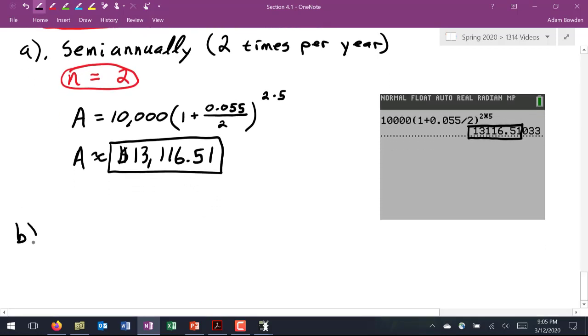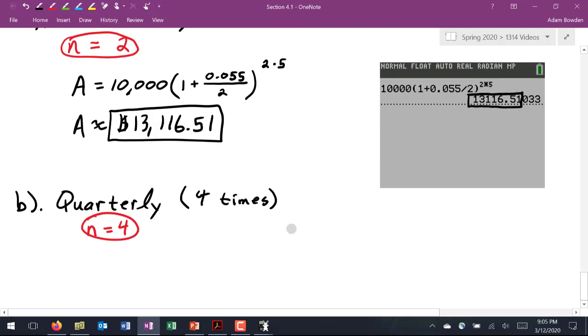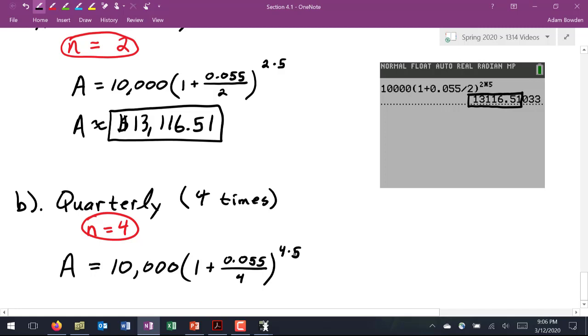Now let's do this a slightly different way. Let's do this for quarterly. So how many times a year would quarterly be? Indeed, that would be 4 times. So for us, n is equal to 4 versus 2 as we did in the last one. So when we do this in the formula, more or less it's going to look exactly the same. We'll be just using the number 4 instead of the number 2 for n.